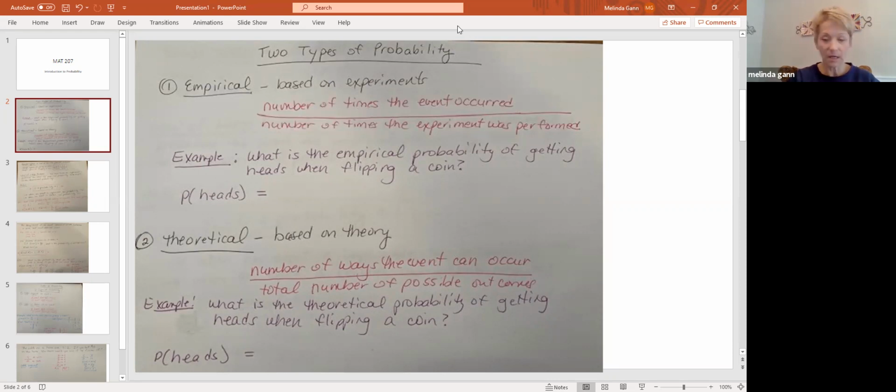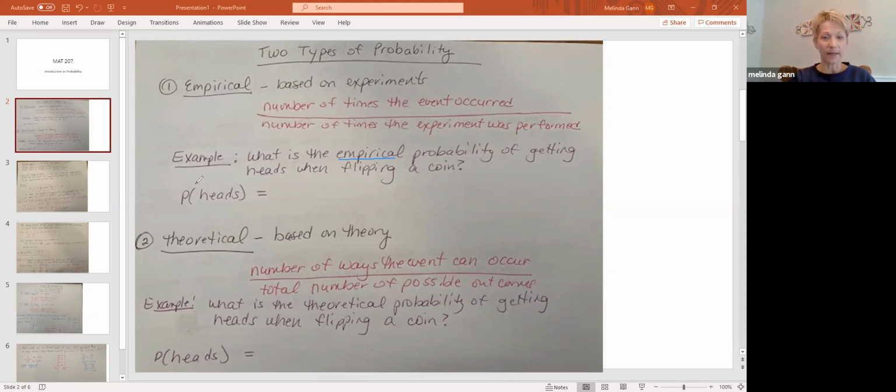Let me get a piece of paper so I can do this as we go. What if the problem said, what's the empirical probability of getting heads when flipping a coin? Then I've got to go get a coin, so I got a penny. One of the things I need you to start doing now is going to seem a little silly, but it's going to save your life later.